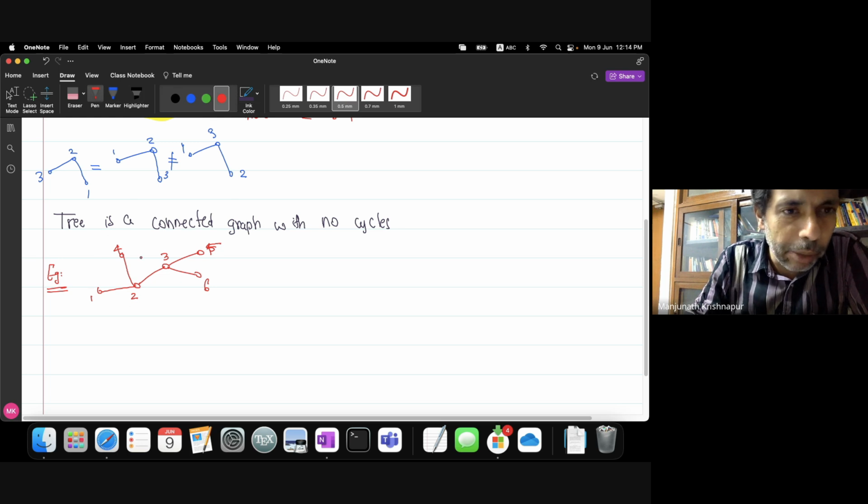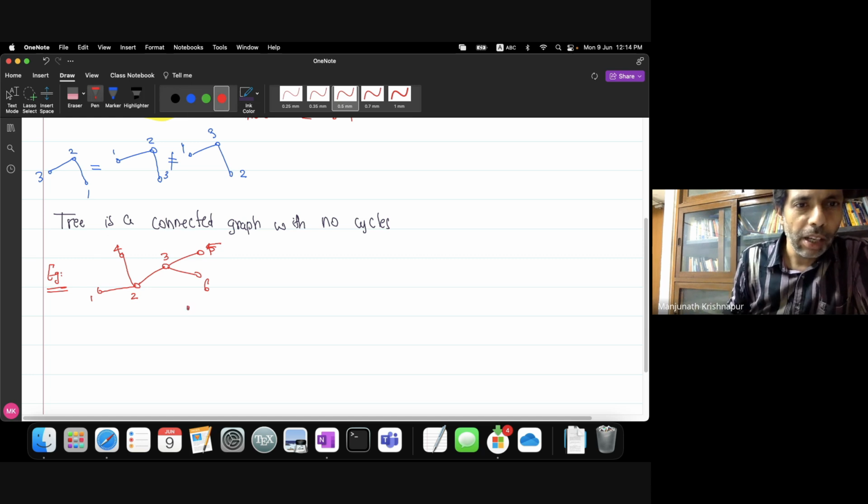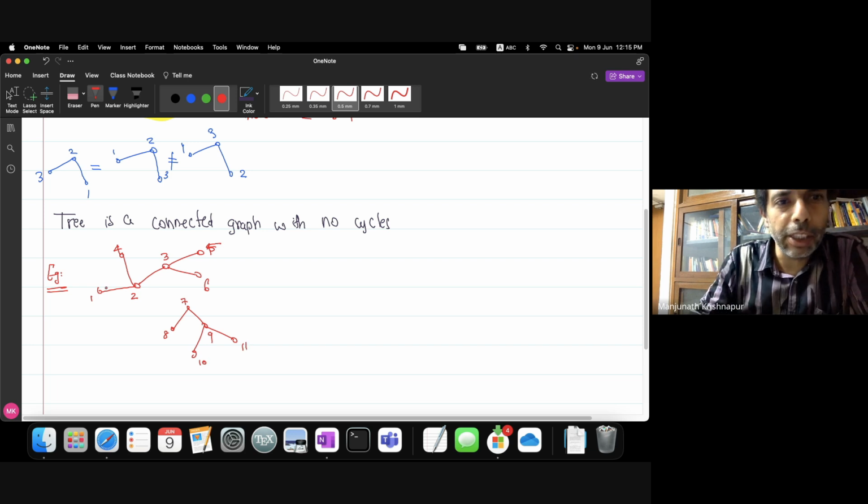Anyway, this is a tree because it is connected. You can go from anywhere to anywhere. And there are no cycles. Unless you retrace your path, you cannot come back to the same point. Now, in this same one, if I had something like this, this would not be a tree because it is disconnected.